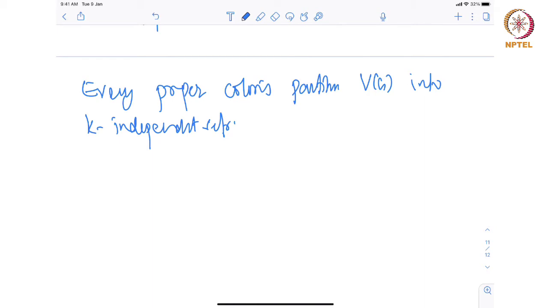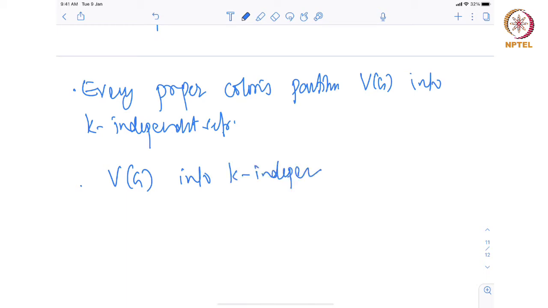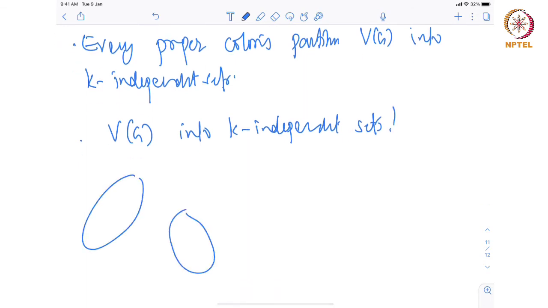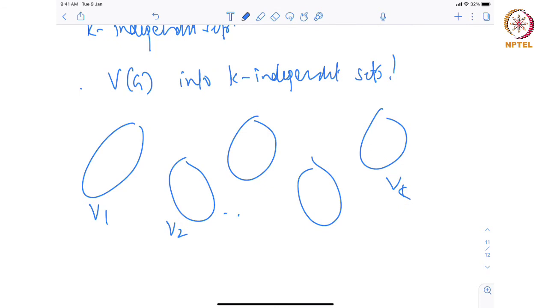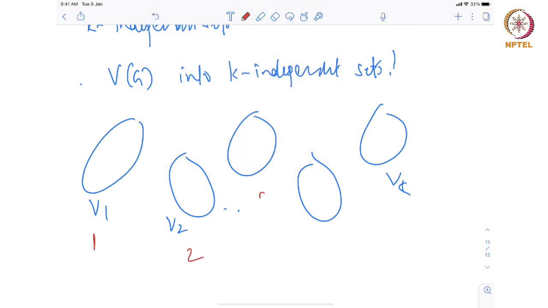But what about the other way around? If I have a partition of V of G into k independent sets V1 through Vk, what does that imply? The moment I have a partition of V of G into k independent sets, I could assign colors 1, 2, 3, up to k, and if you notice, because these are independent sets, there are no edges within them, which implies that this is a proper k coloring.